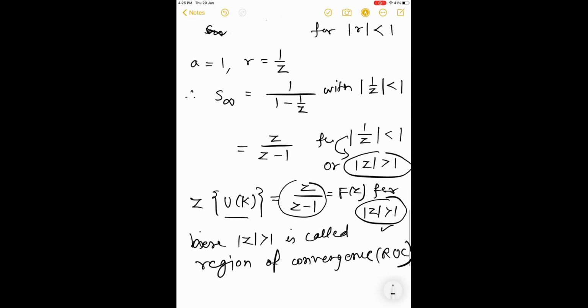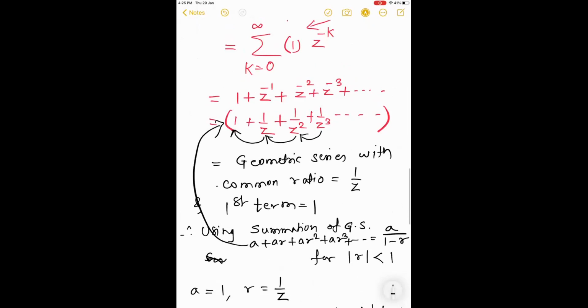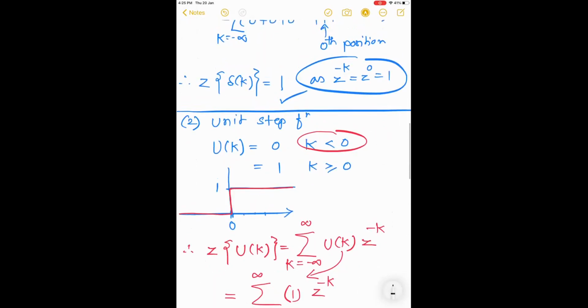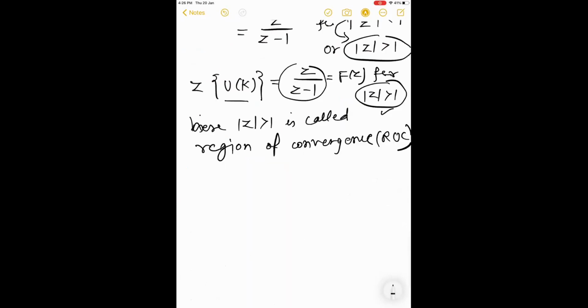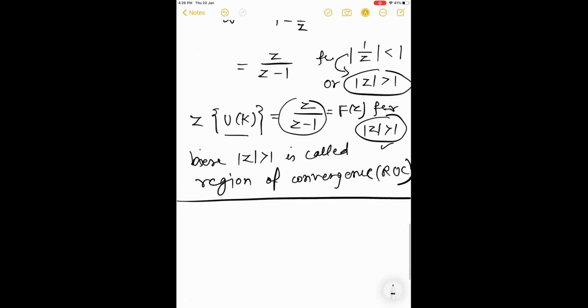One we have seen is delta K, the Dirac unit impulse function. Then this is the unit step function whose transform we just got. Any doubt regarding this? Anywhere not followed?